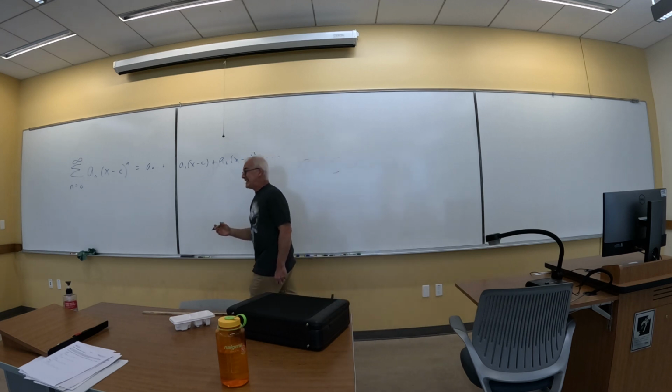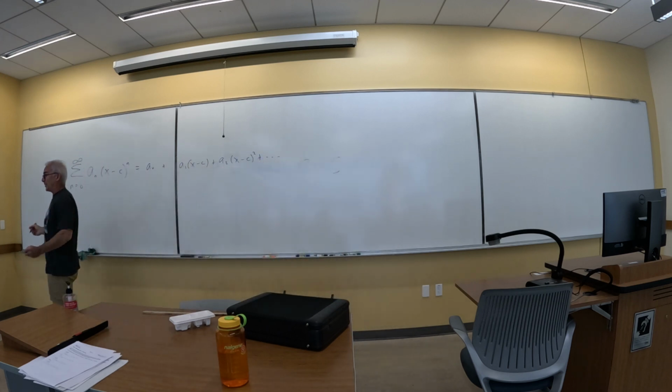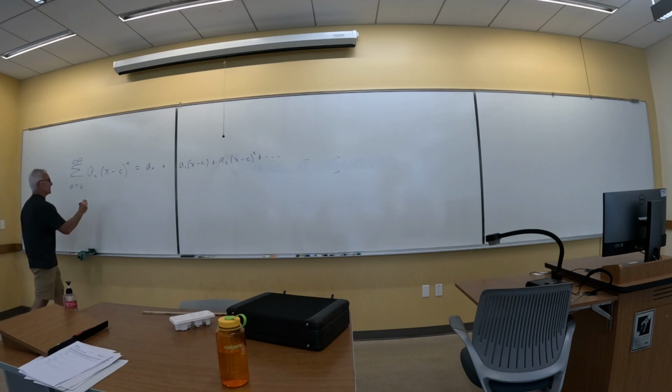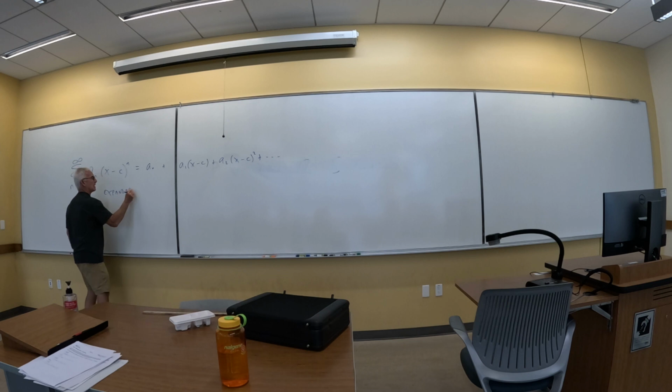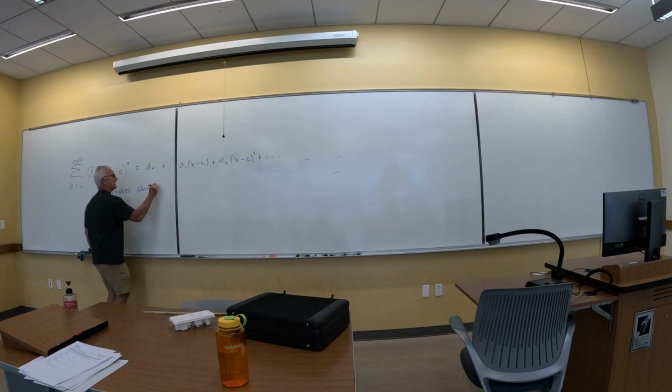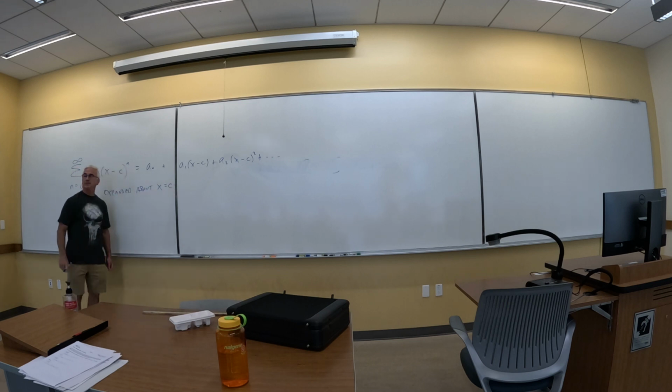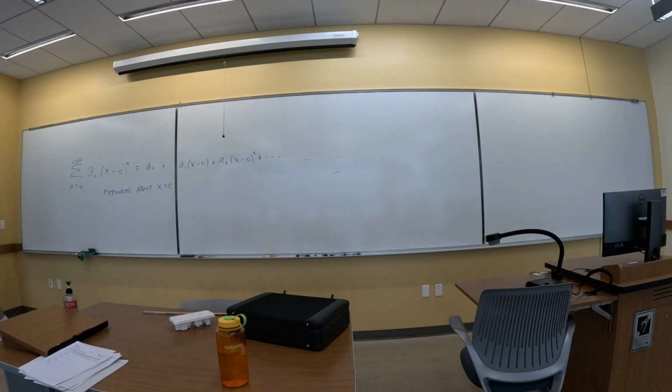Now, if c happens to be 0, that's fine. That doesn't make it easier or harder. It's sort of like, where is your graph? If I were to graph this using Desmos, it's where my graph is centered, whatever c is. So we say this is expanded about x equals c.